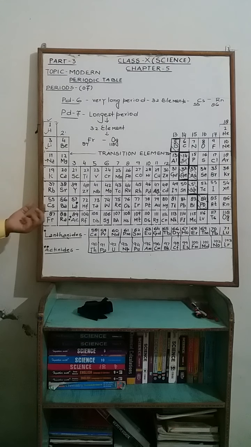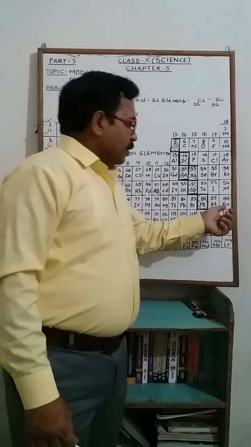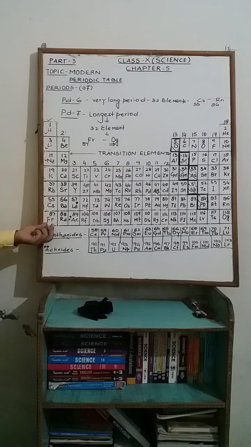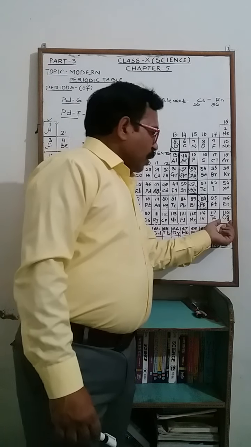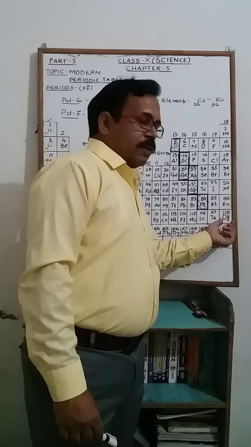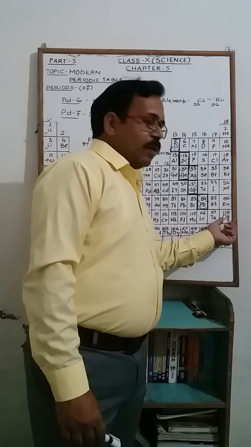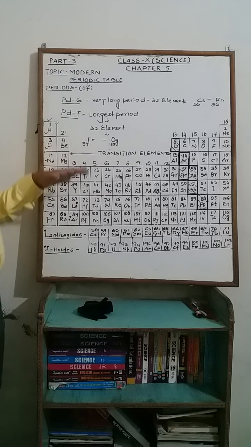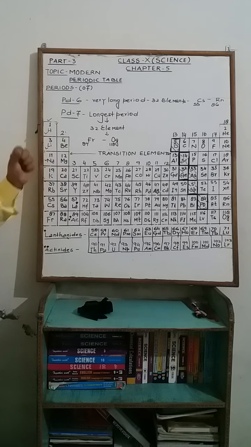Period 6 is from atomic number 55, alkali metal cesium, up to the noble gas radon, atomic number 86, and period 7 is from francium, atomic number 87, up to atomic number 118, oganesson or unobtainium. So this is the basic general information about these periods.